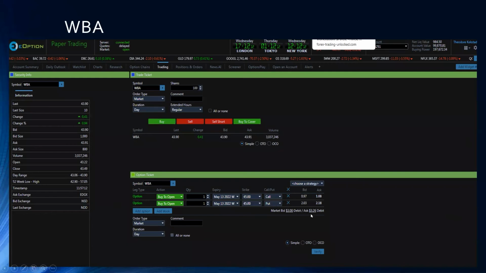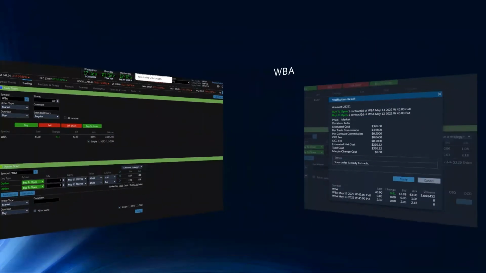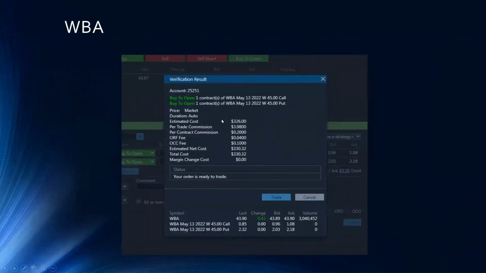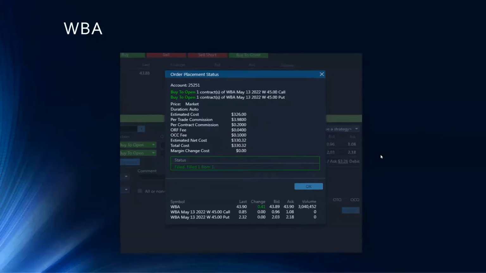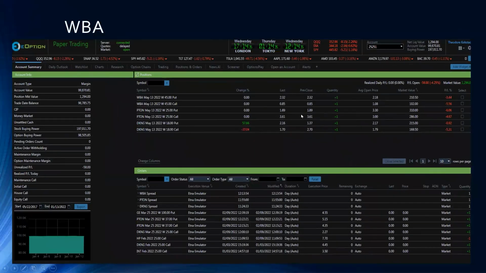It gives you the debit and the ask price totals. You hit the confirm for trade. It gives you once more a showing of your estimated cost for this, at 326, coming out to 398 altogether with everything. And here once again, you hit your trade confirmation, and then it locks you in and says where you got filled. And it shows you bought to open one contract of Walgreens, May 13th, 2022, 45 call, and also a 45 put, and it confirms your pricing and your total risk. So 330.32 is the total risk. Then it shows on your platform your quantities, and there you are, and it shows where your average opening price was, as well as the market value.